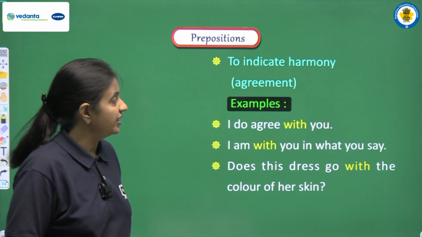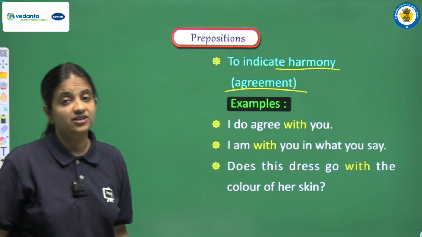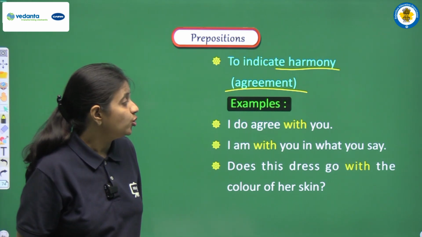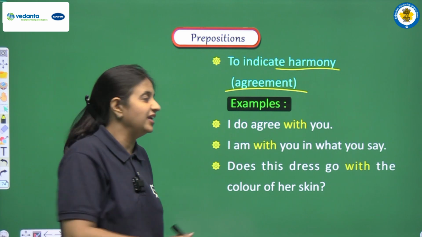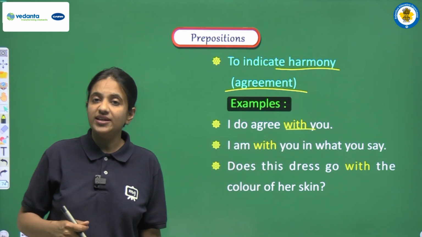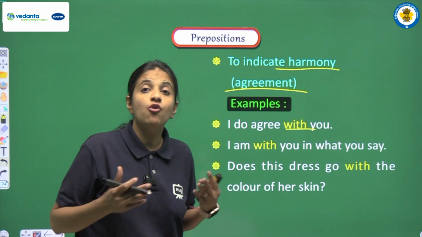Next, use of with. It is used to indicate harmony, or we can say agreement. So let's see the examples. I do agree with you. So here we are trying to show our agreement with something, and this is the reason we are having with here in the sentence. Next is, I am with you in what you say.